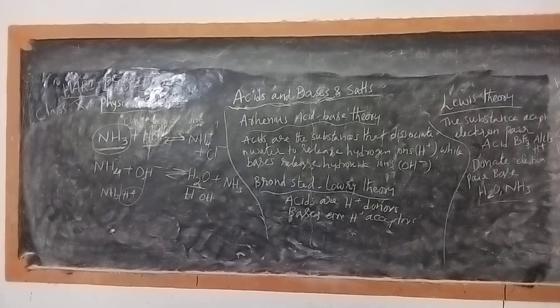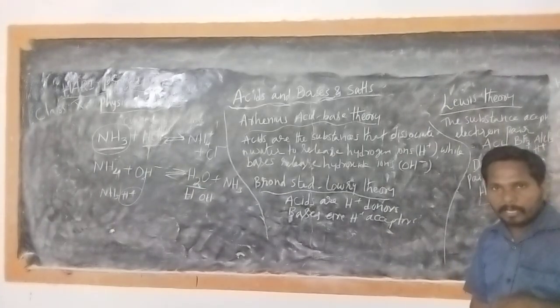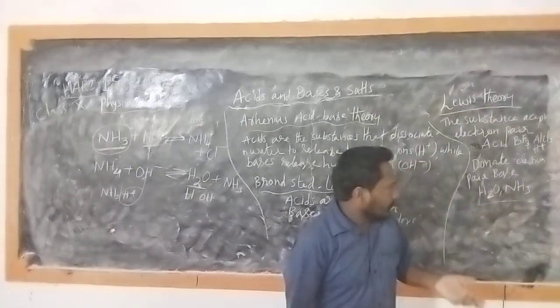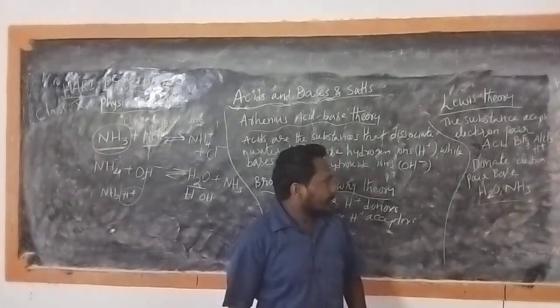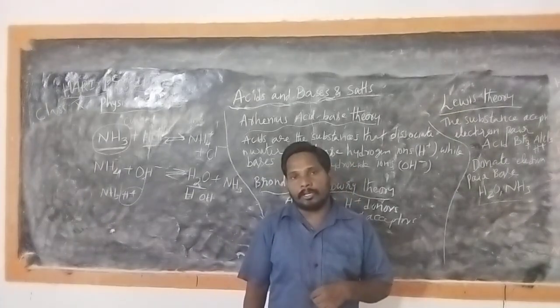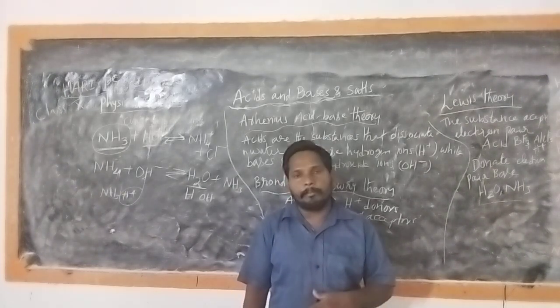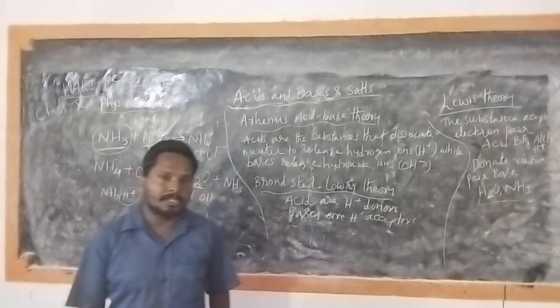A conjugate acid is formed when a base accepts a proton. And a conjugate base is formed when an acid loses a proton. So these are called conjugate acid and base. You will learn this in higher studies, so here I didn't explain much.